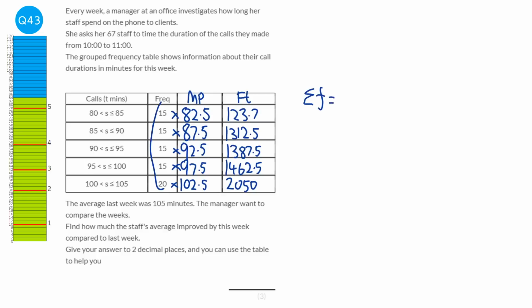So I'm just adding all this column up, and that will be 80. And we have sum of the FT. And so we're going to just add this column up here. And so that would be 7,450. So what this column represents is all the numbers added up together. This column represents how many numbers we have.